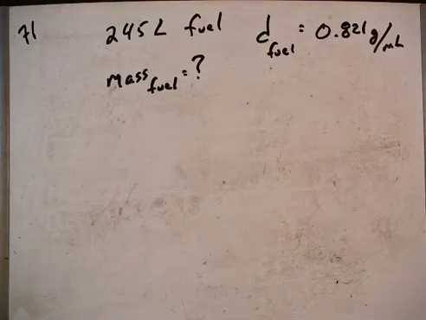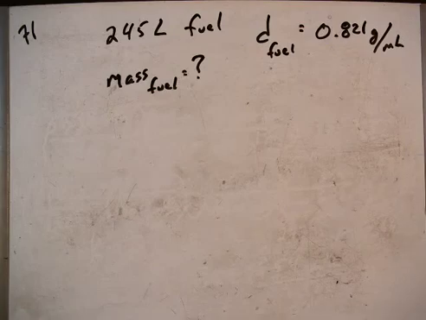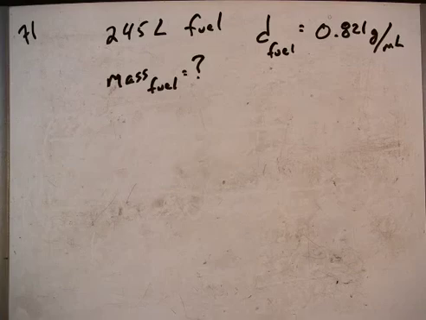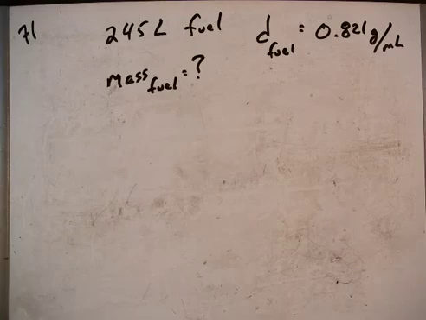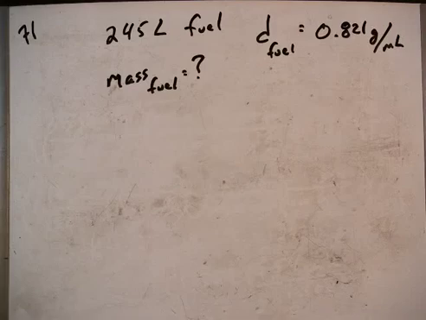So density is a way to convert between mass and volume. If you have a volume, you can get to its mass. If you have a mass, you can get to its volume using its specific density. And here we have that value of 0.821. But you got to make sure you are in the correct units.